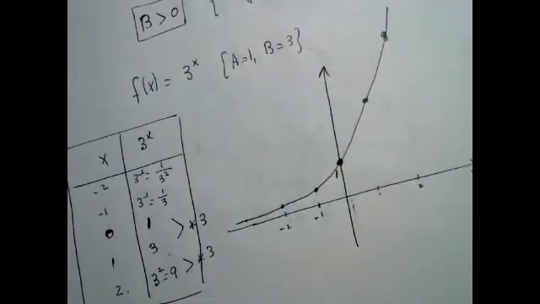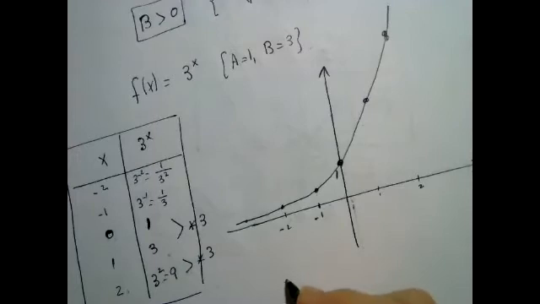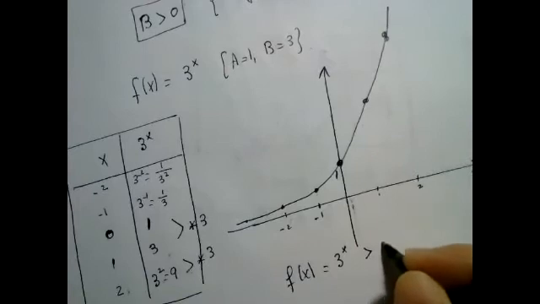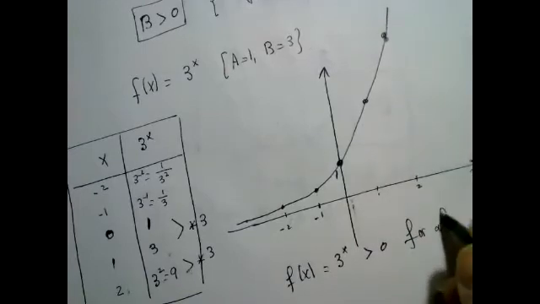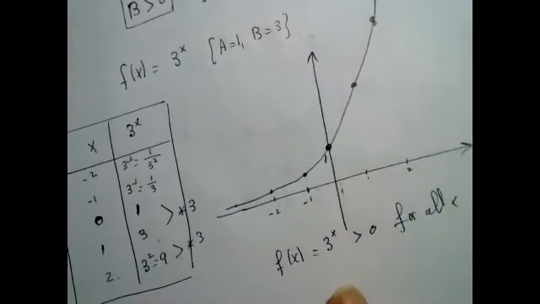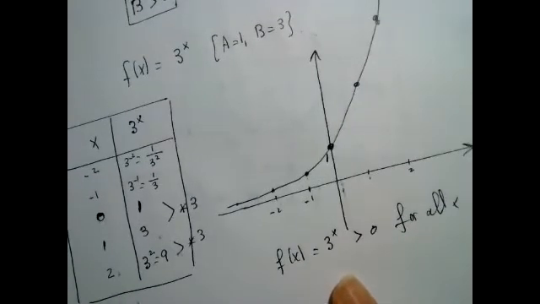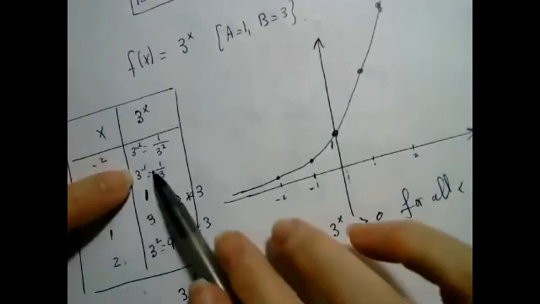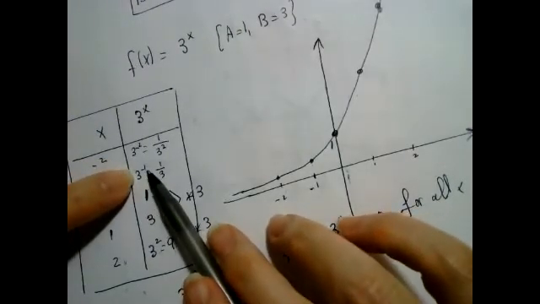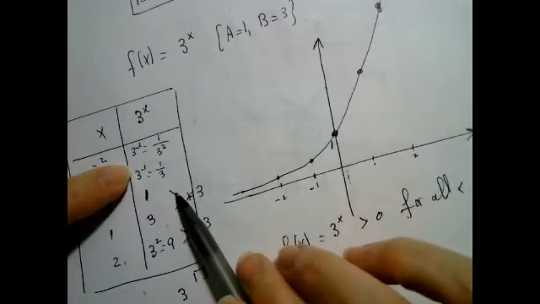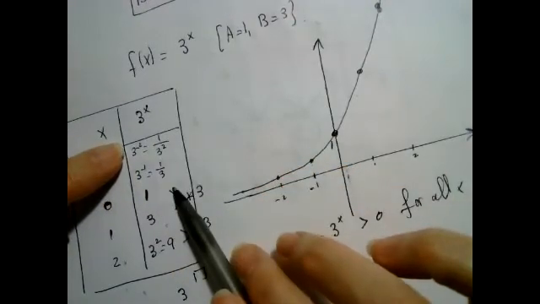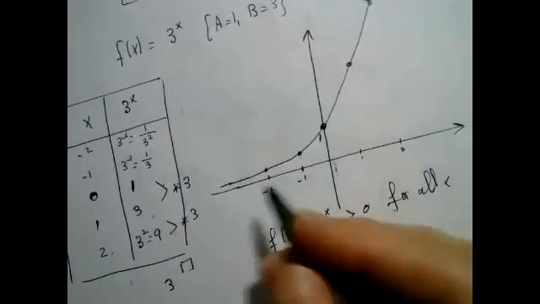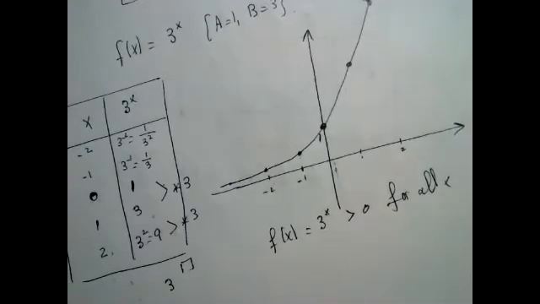Let me note one thing: the function f of x equals 3 to the x is positive for all x. What do I mean by that? 3 to the x can never take a negative value, because regardless of which power you raise 3 to, if the power is negative, the number is still positive because it's 1 over 3. 3 to the minus 2 is 1 over 3 squared. So 3 to a power always takes a positive value, and it will never be 0. 3 to any power will never be 0.